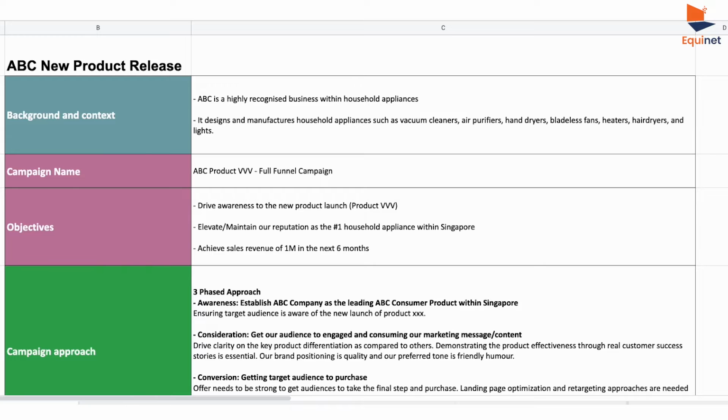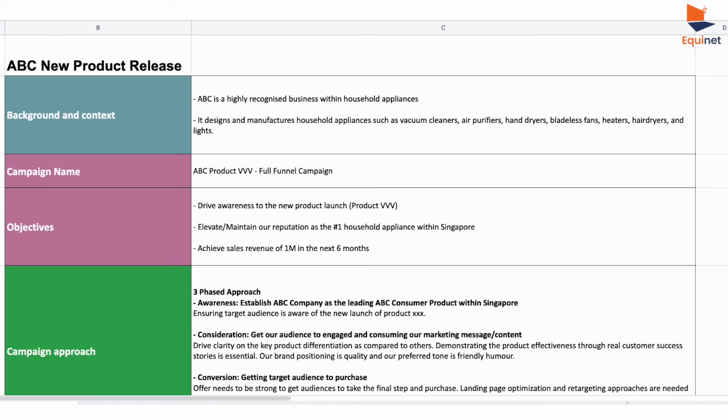This is a simple one. You just need to provide a bit of information about the company and what they do or sell. Basically, this gives context to the whole campaign you wish to run. Next, we have the campaign name. Give your campaign a title that you and others can easily refer to.